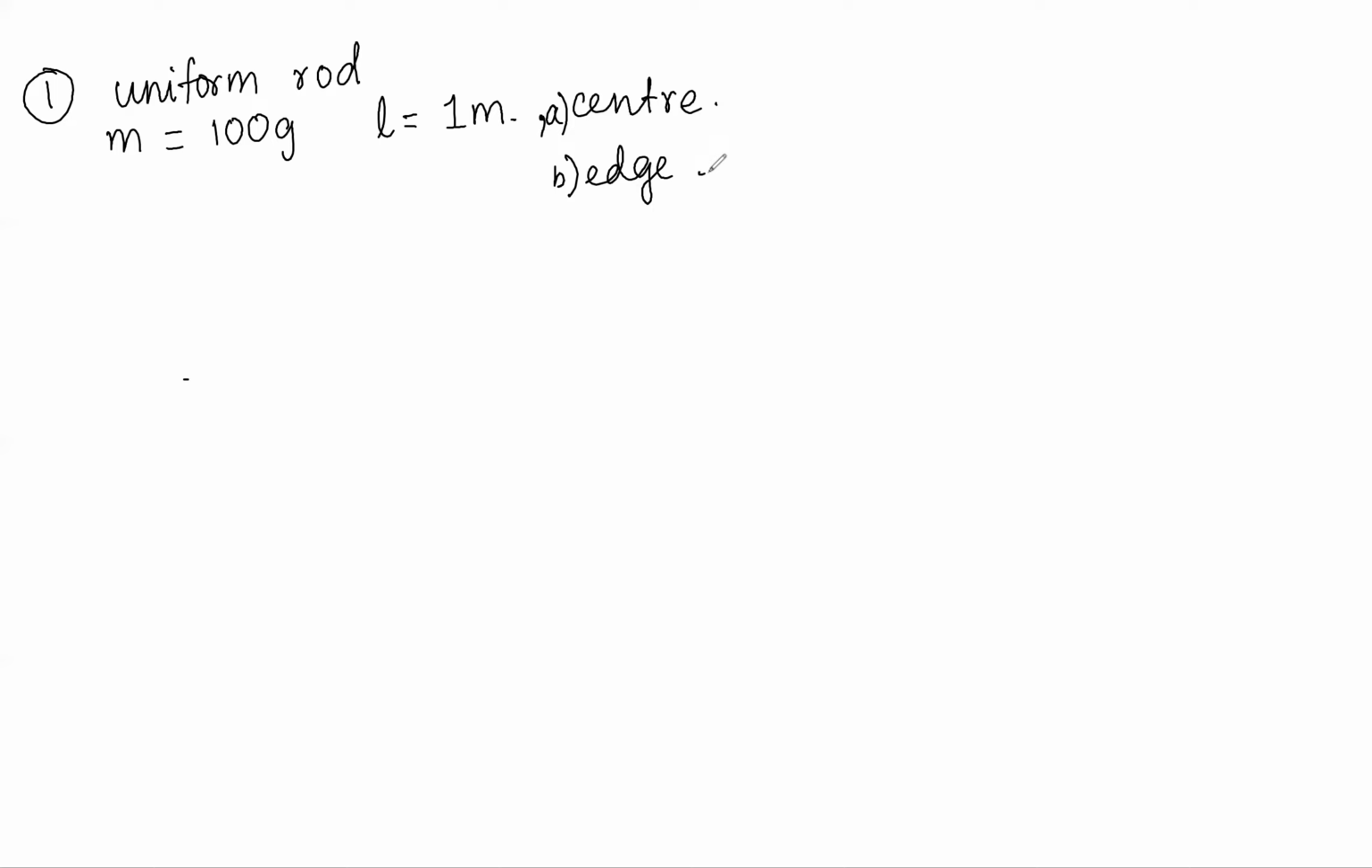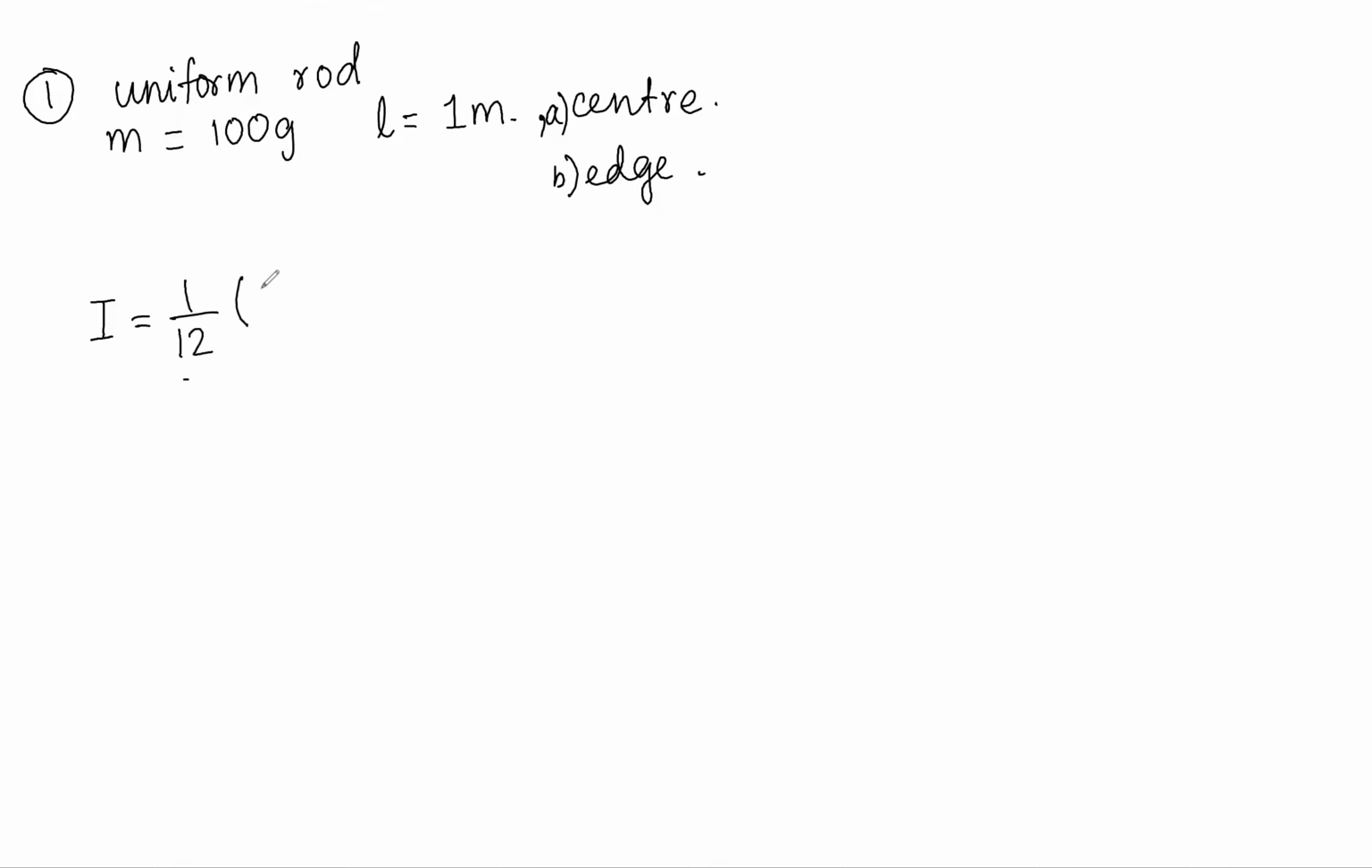The moment of inertia of a uniform rod is 1 by 12 ml square. It is not mr square. It is 1 by 12 ml square. So you should remember this value. You should not write mr square. mr square is the moment of inertia of a point mass. So it is 1 by 12 ml square. So write here 1 by 12.